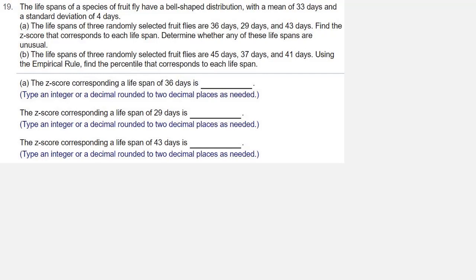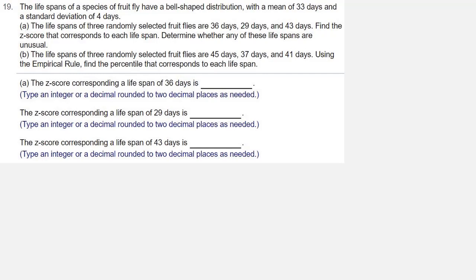A. The lifespans of 3 randomly selected fruit flies are 36 days, 29 days, and 43 days. Find the z-score that corresponds to each lifespan. Determine whether any of these lifespans are unusual. And B. The lifespans of 3 randomly selected fruit flies are 45 days, 37 days, and 41 days. Using the empirical rule, find the percentile that corresponds to each lifespan.